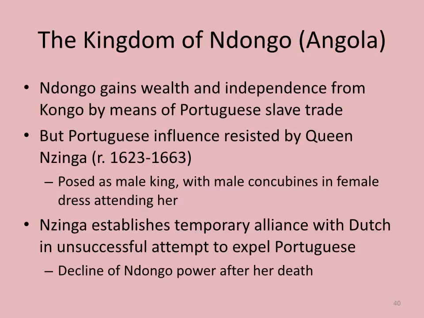However, with this temporary alliance with the Dutch, it was unsuccessful in its ability to repel the Portuguese. Essentially, all of the Africans want the Portuguese gone because the Portuguese are the ones really taking the most people out of Africa. Now, Ndongo power declines after Nzinga's death.